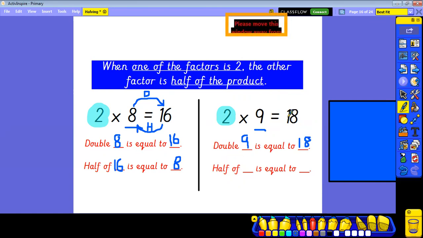And half of 18, because remember when we halve, we start with our biggest number first. Half of 18 is equal to 9. So when we have a multiplication fact where one of the factors is 2, we can read these doubling and halving facts from this multiplication equation. So because 2 is one of my factors, I know that this is related to doubling and halving, because when I double and when I half, I have 2 equal groups.